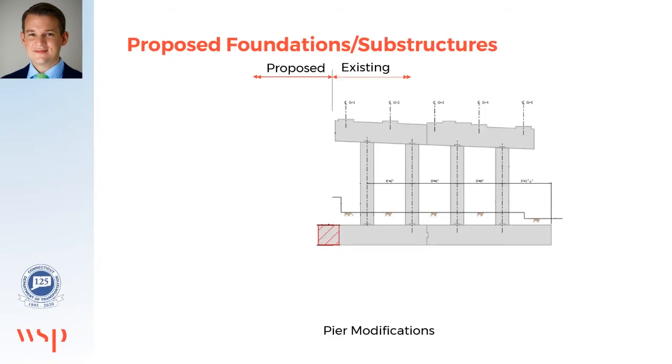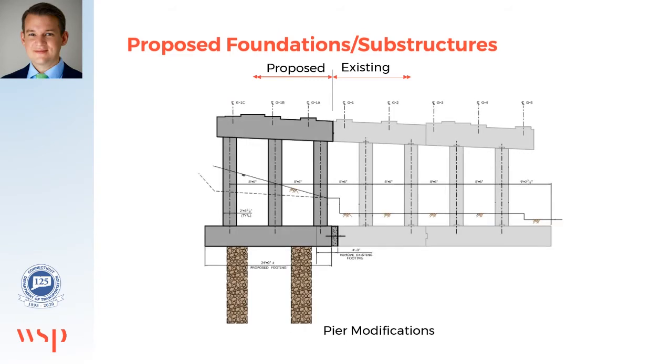Looking at the proposed foundation modifications, the center pier that supports the off-ramp will also be modified. Existing is shown here to the right. The proposed section will be added on to the end of that, shown here in the darker gray color, and the aesthetics will be the same as what the existing structure currently is. So it will look basically seamless.